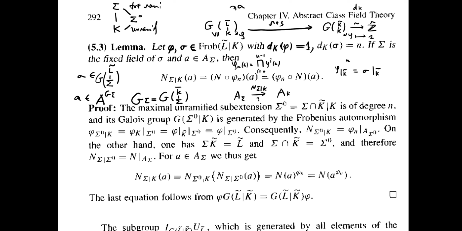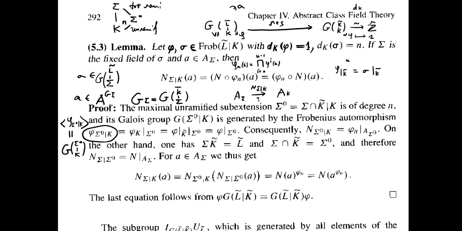Let's look at the proof. So we define sigma 0 in this way, and it is of degree n, suppose, and its Galois group is generated by the Frobenius automorphism. Because this is RMFI, this is a cyclic Galois group generated by Frobenius element phi of sigma 0 over k, so the order n is generated by this group. And we claim that this is also the Frobenius element of the extension tau over K fixing restriction to the field sigma 0.